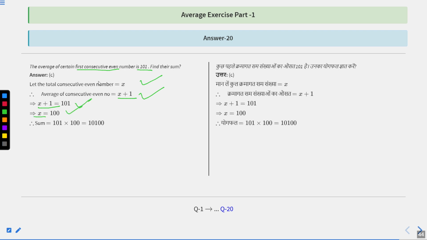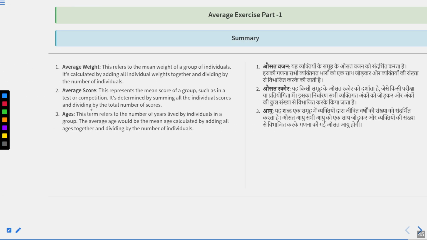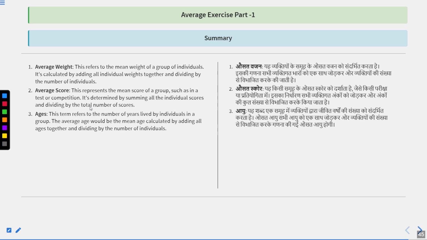So what will be the sum? Total number is 100, so we can multiply it. We get the average, which is 101, and the total number is 100. So multiplying 101 by 100, which becomes 10,100. So C is the correct answer. Now summarizing our today's lecture.